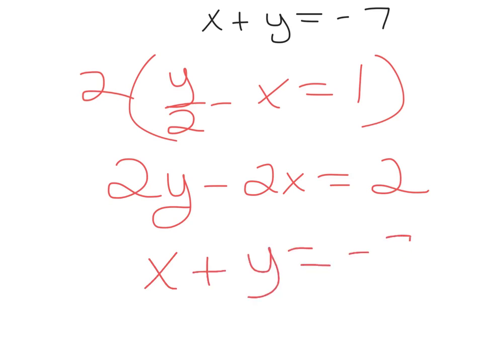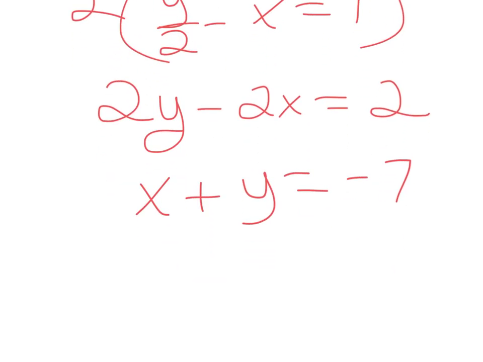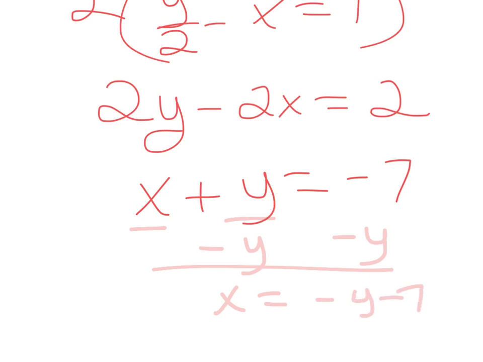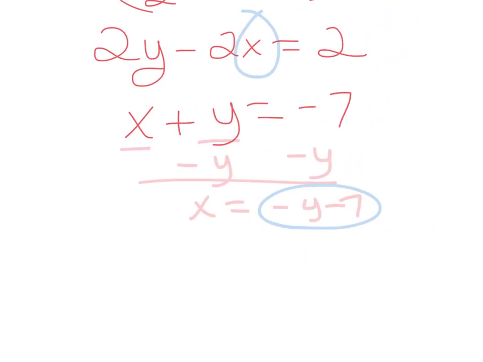And again, this method says substitution. So now what I'm going to do is always look for the one that doesn't have a number in front of the variable, so that we don't have to work with a fraction when we solve this. So I'm going to solve this equation for either x or y. It doesn't matter. If I solve it for x, I would move the y over. x equals negative y minus 7. I now take what x equals and plug it into the one where I cleared the fraction. Now, you don't have to clear the fraction. It just makes things a little bit easier.